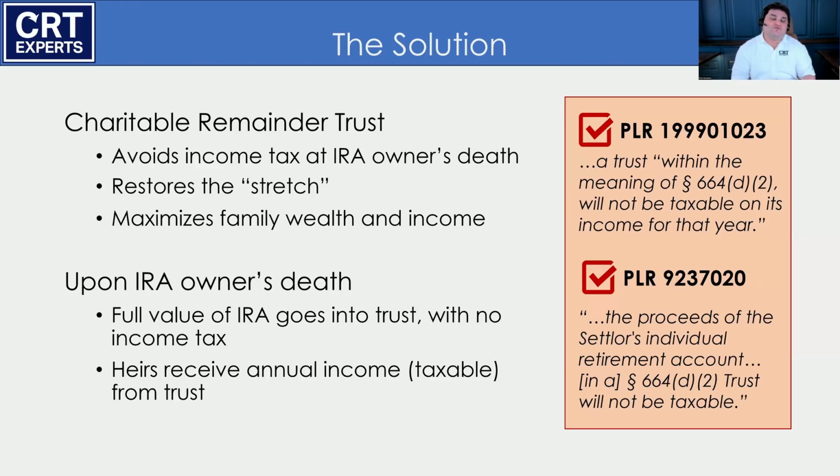So for those of you who are familiar with the way that CRT income is taxed, it's taxed according to a four-tier accounting structure. It's taxed on a worst in, first out basis. So any ordinary income that the trust earns has to be distributed out first. Unlike most CRTs, the traditional CRT, when it's created, is funded with a capital asset. So it's deferring capital gain. In this case, that's ordinary income. We need to go through all of that ordinary income before we can then start to distribute capital gain.